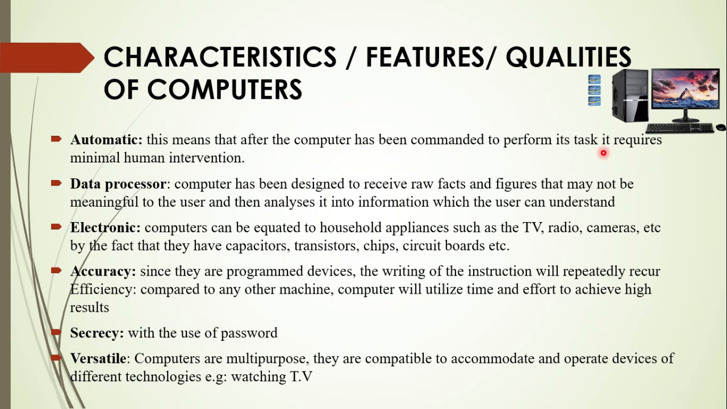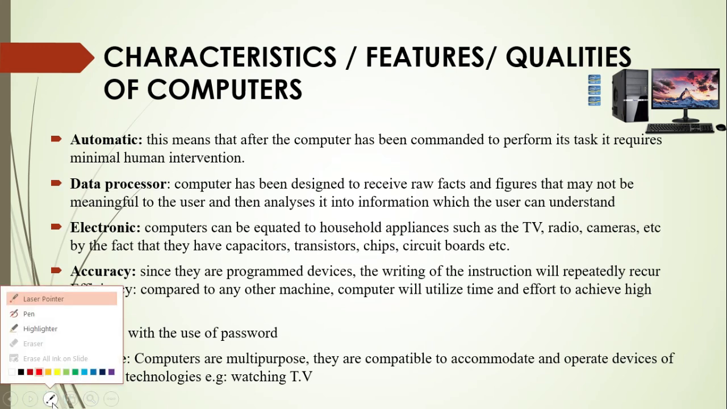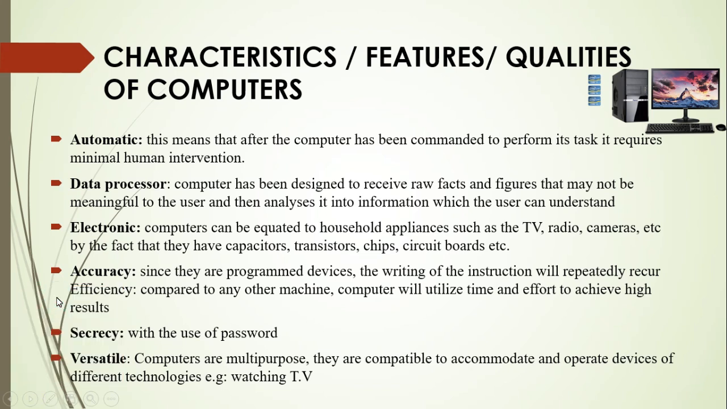Number four, accuracy. Since computers are programmed devices, the written instructions will repeatedly recur. Then we can see that a computer does not give any errors. Most of the errors that you see in computers are as a result of human error, either human error or a syntax error. So what we are trying to explain here is that a computer does not make any error unless the error has occurred as a result of human error. Remember, human error can be caused by many things, maybe boredom, tiredness, and the rest.